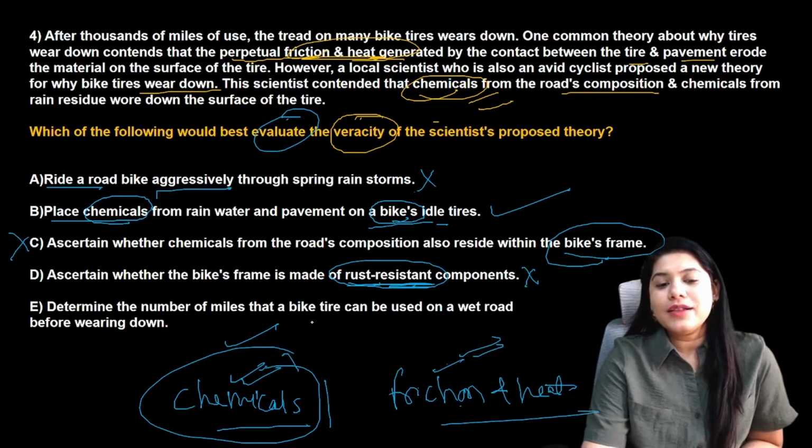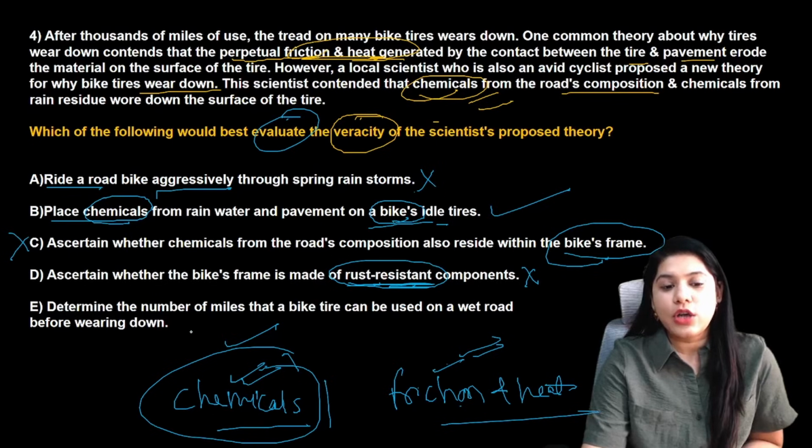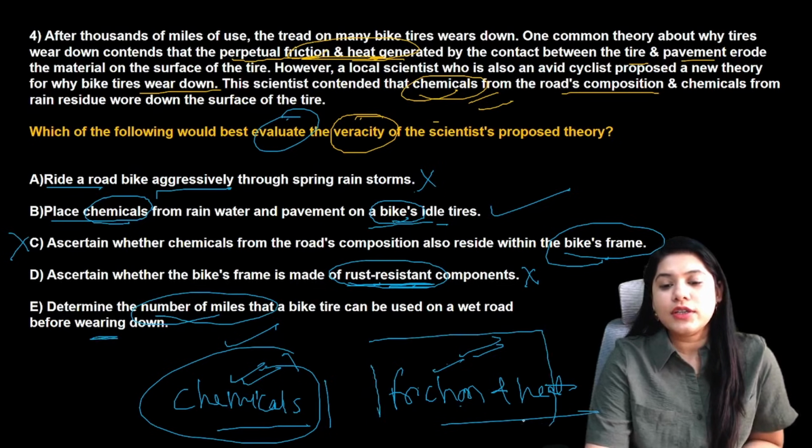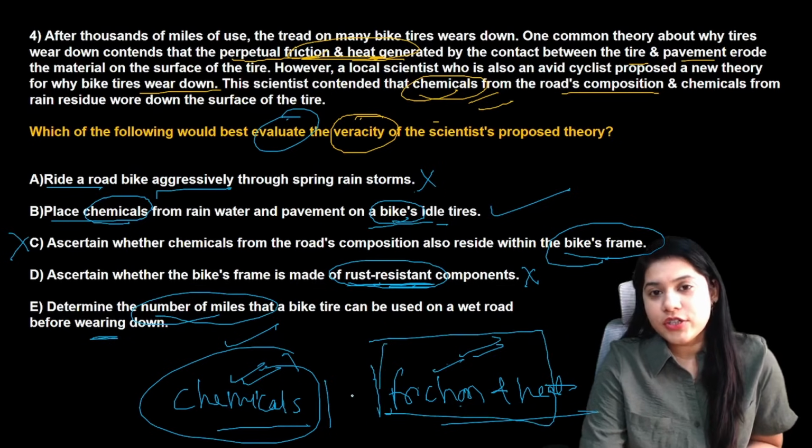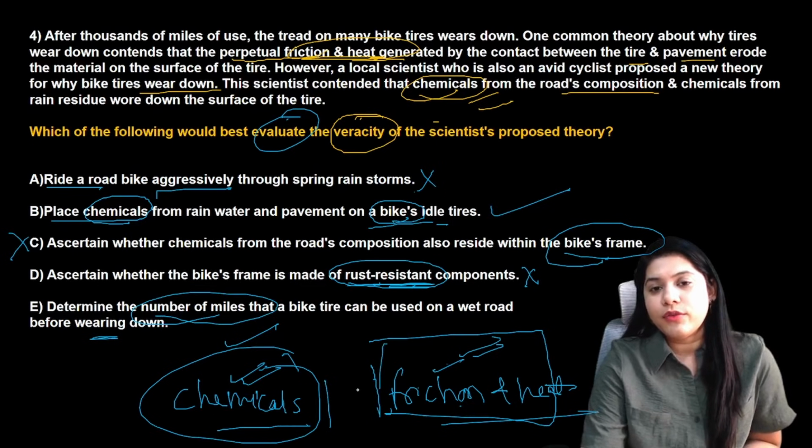Determine the number of miles that a bike tire can be used on a wet road before wearing down. That means the number of miles that a bike tire can be used. That means how much it can travel before it wears down. That means we are already agreeing that friction and heat is the reason, but how much friction and heat it takes to wear down. That's what.